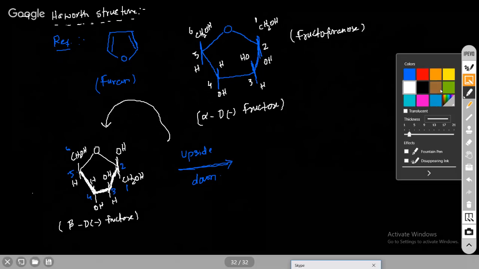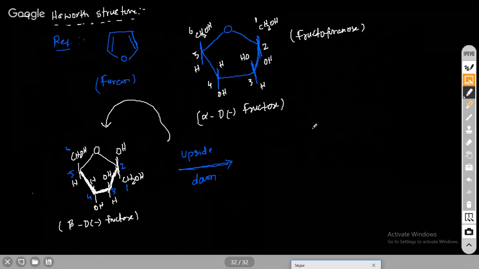Now when you draw this structure, you see what difference we get here when you flip it upside down. So first of all, here what should we write? Here, tell me.